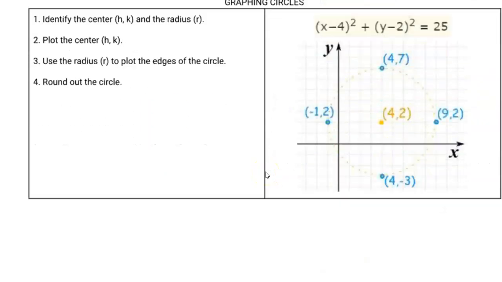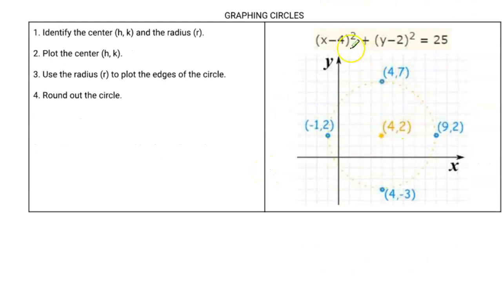All right, moving on to graphing a circle. So if I were to give you the equation of a circle, or if I were to give you the characteristics, it's very similar. The first step is to identify the center and the radius. In other words, where are we starting from? That's the center. And how far are we going? That's the radius.